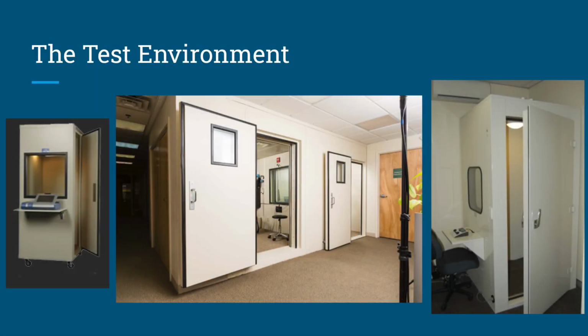So here's an example of the test environment, some different types of test rooms. We have walls that are about 4 inches thick. We can have a single-walled booth like you have on the far left, and on the far right, those are like phone booth type booths. On the far left, you can see that one is on wheels to be portable. In the middle, you see a double-walled room where you have one room for the tester and one room for the patient. So again, that's like a room within a room.